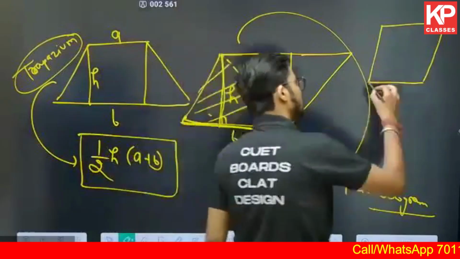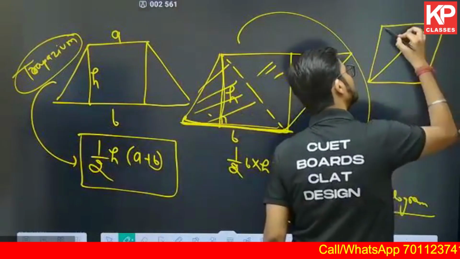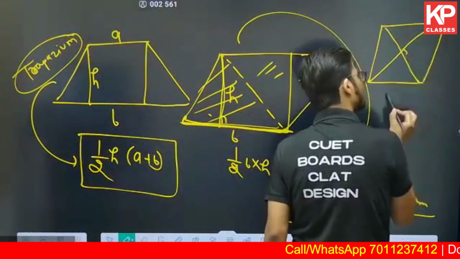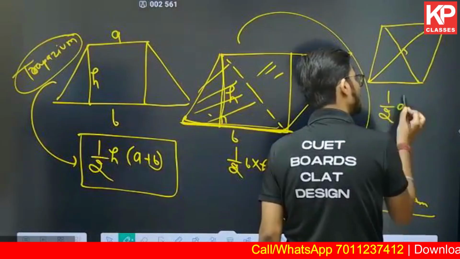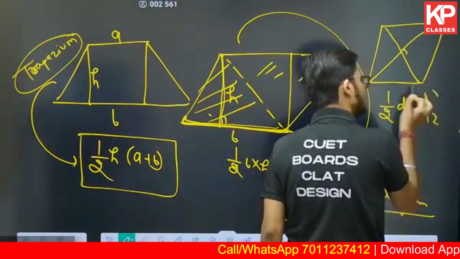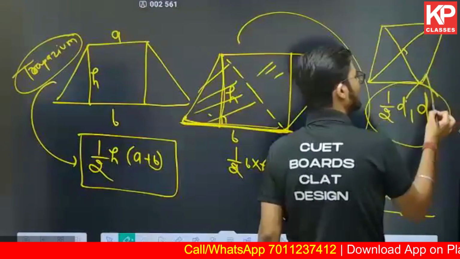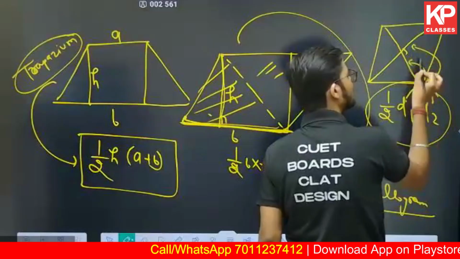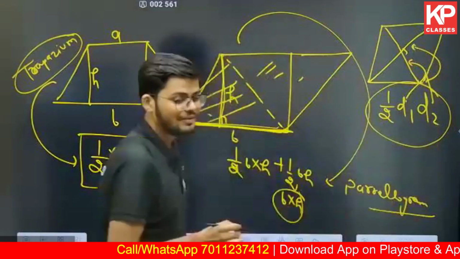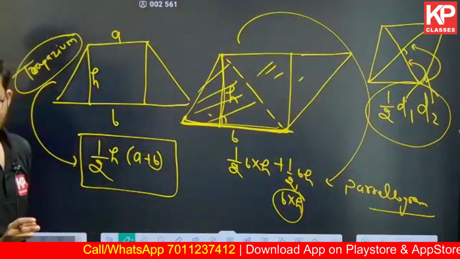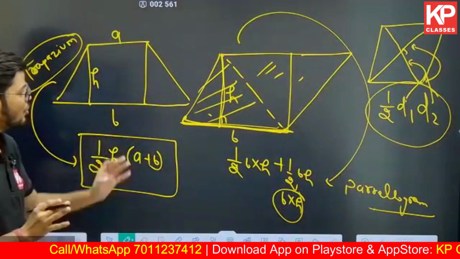So here in this case, the diagonals of a rhombus bisect each other at an angle of 90 degrees. So the formula is going to be 1 upon 2 D1 D2, where D1 and D2 are the lengths of the diagonals. Right?